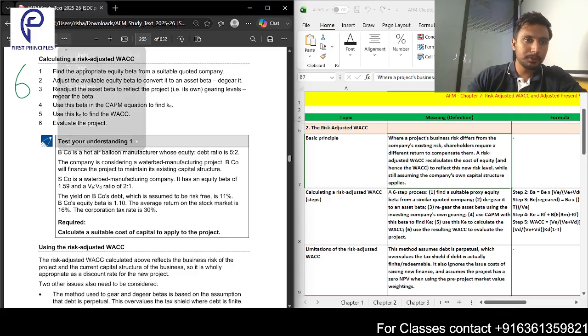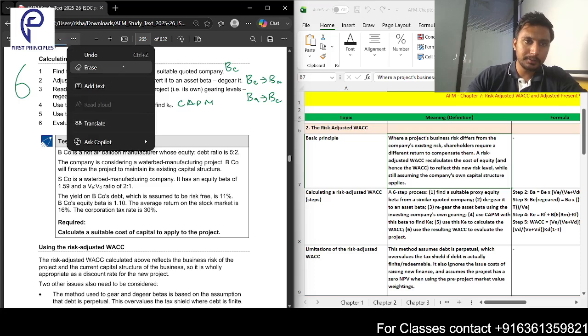Okay, so first, what do we do? We find an equity beta. Next, we convert the equity beta to asset beta. Then we again take the asset beta and convert it to equity beta. Then we use the equity beta in the CAPM formula and we find the KE. Using the KE, we find the WACC.